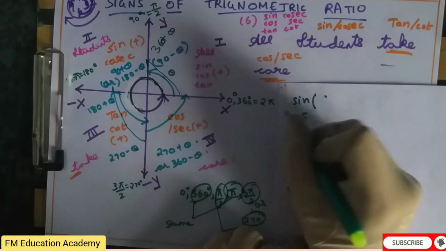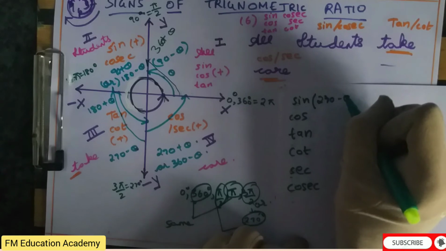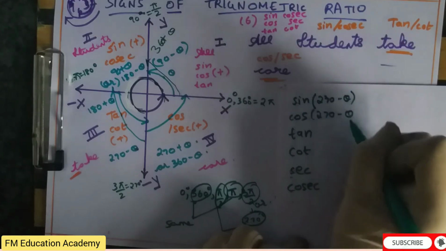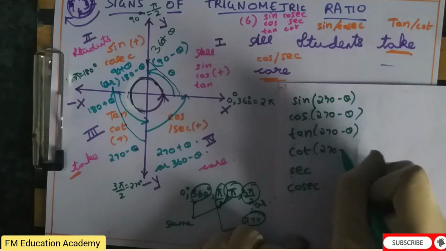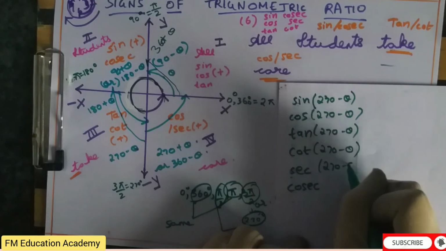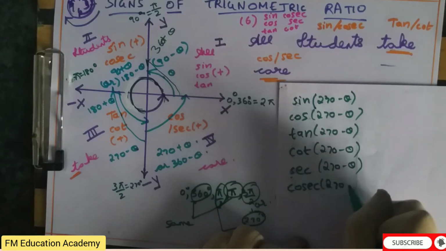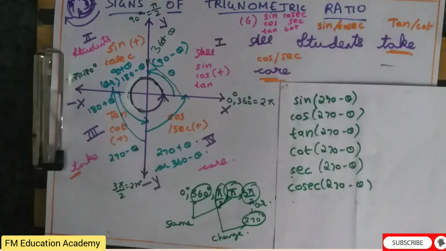Okay. So here we have 270 minus theta. 270 means the trigonometric ratio will change. We know that. How will it change? As we saw in the first lecture, and just now also we are doing, right?